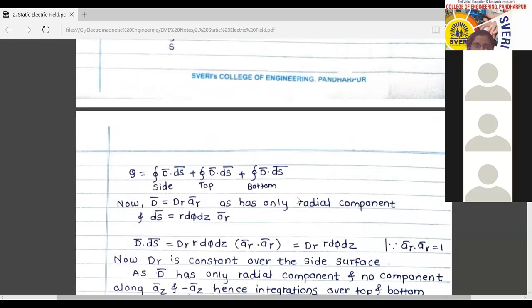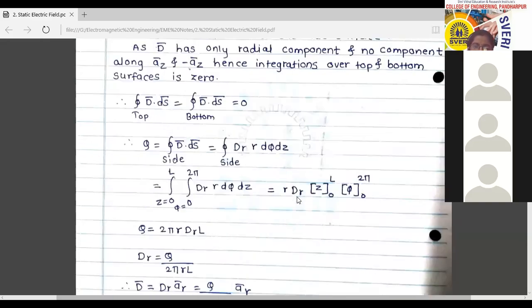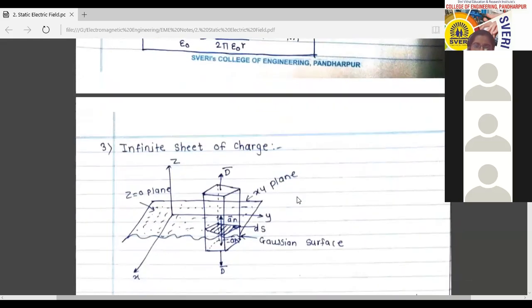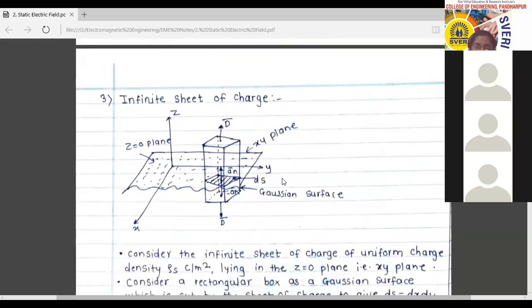Okay, this is for this, we already have done. Yes, visible now? Yes. Is this diagram visible to all? Yes, ma'am. Okay.